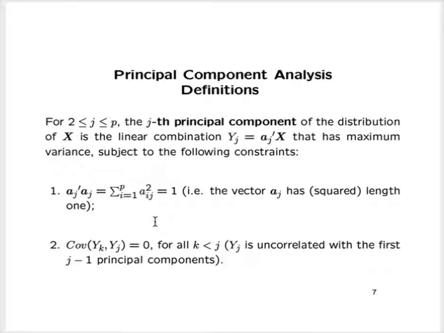So for example, once we've found the first principal component, when we go to find the second, we find the linear combination of the original x variables that has maximum variance subject to the constraint that the resulting random variable y2 is uncorrelated with the first principal component. Likewise, when we find the third principal component, we look for the linear combination with maximum variance subject to the constraint that y3 is uncorrelated with both y1 and y2, and on and on. When we get down to the pth principal component, we look for the linear combination with maximum variability subject to the constraint that it is uncorrelated with all of the other p minus 1 principal components.